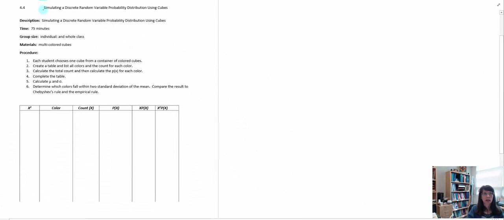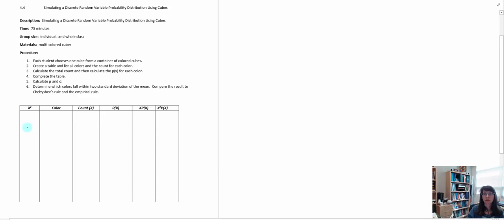This focused exercise is called Simulating a Discrete Random Variable Probability Distribution Using Cubes. What my students did is choose a cube from a container of colored cubes. We're going to create a table and list all colors and the count for each color. So this is an experiment that has already happened.